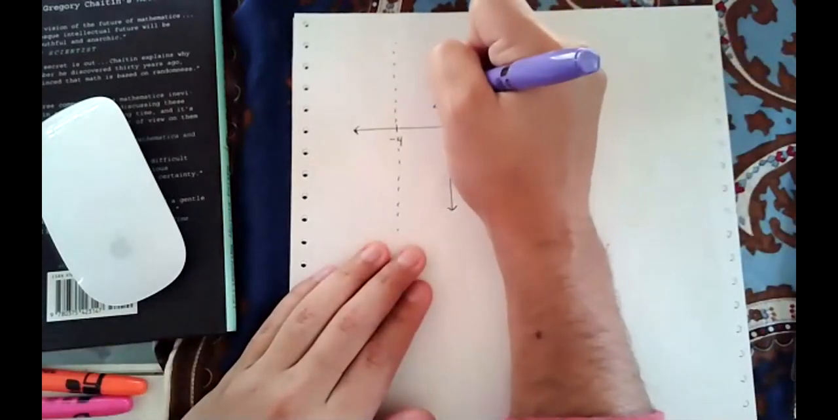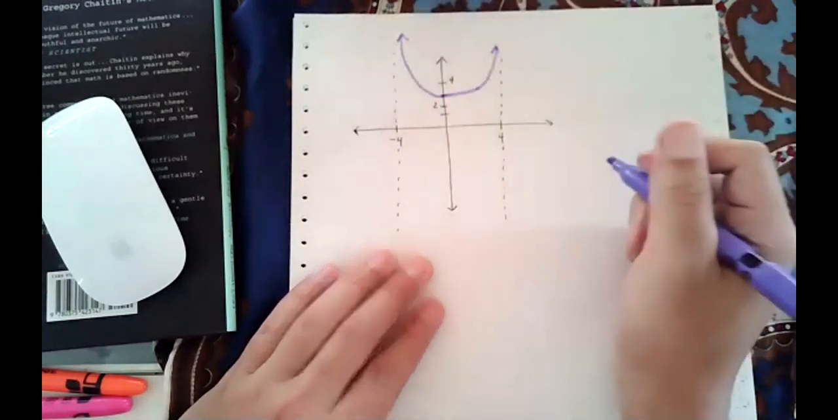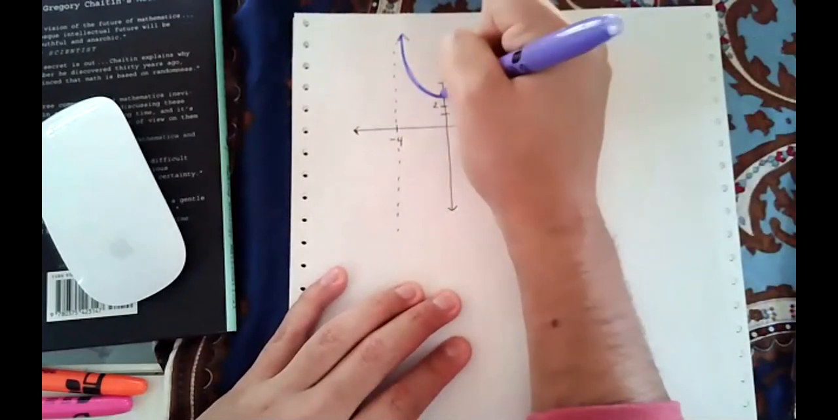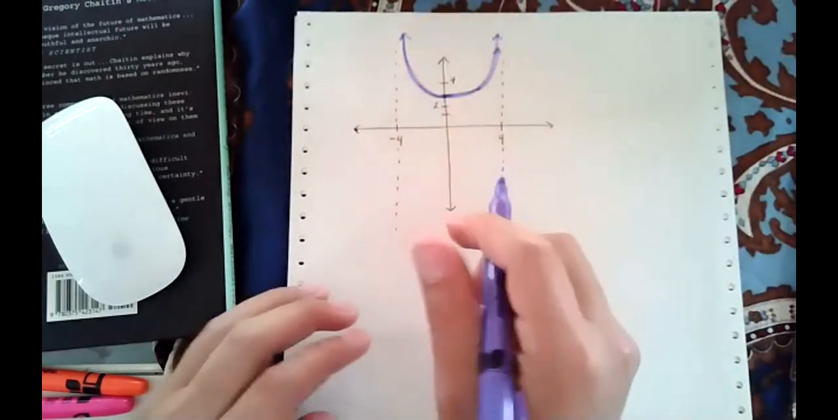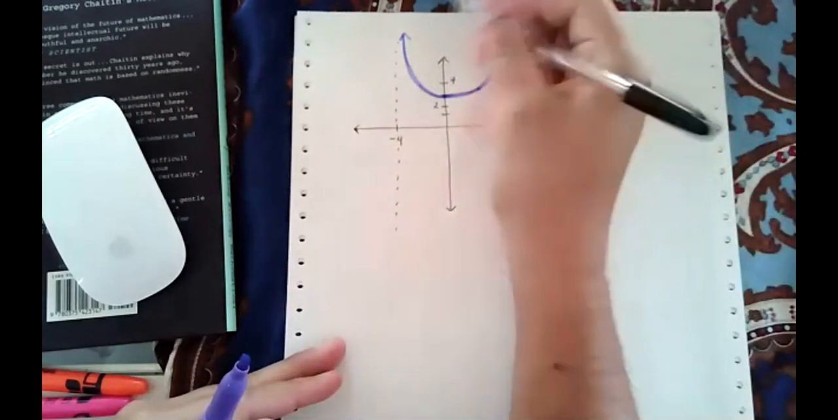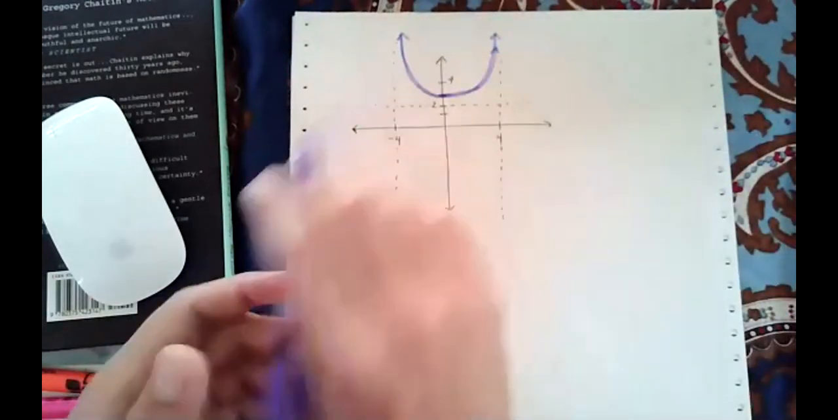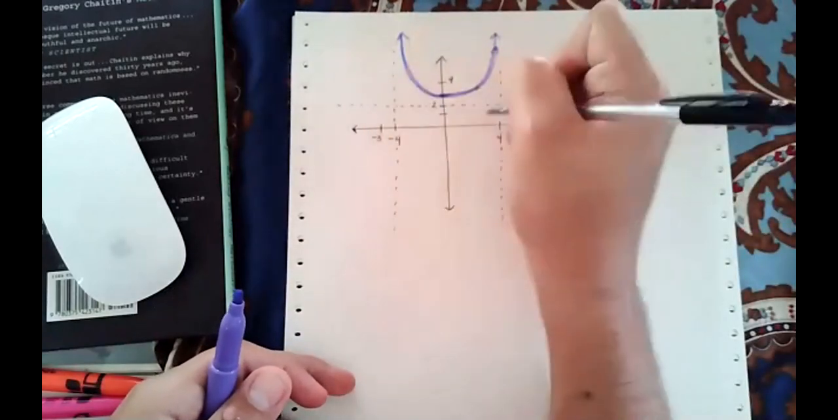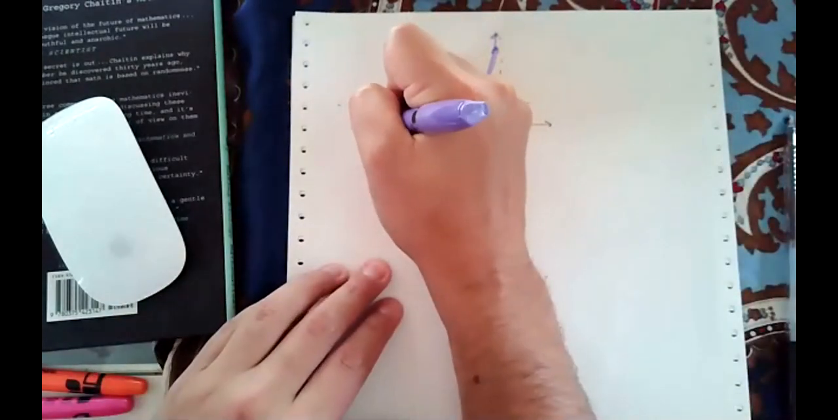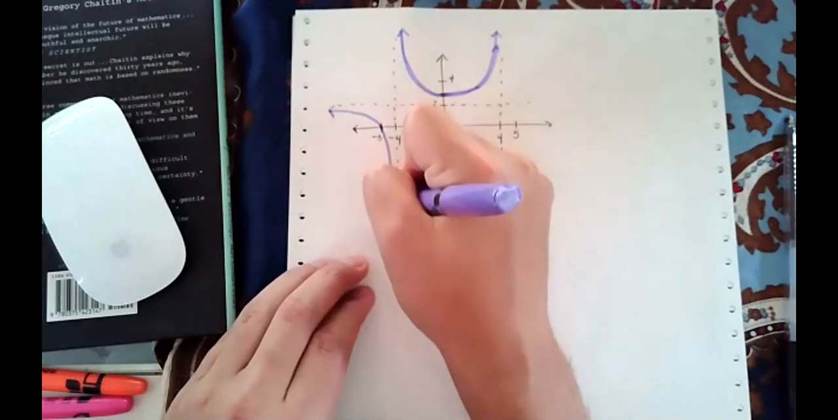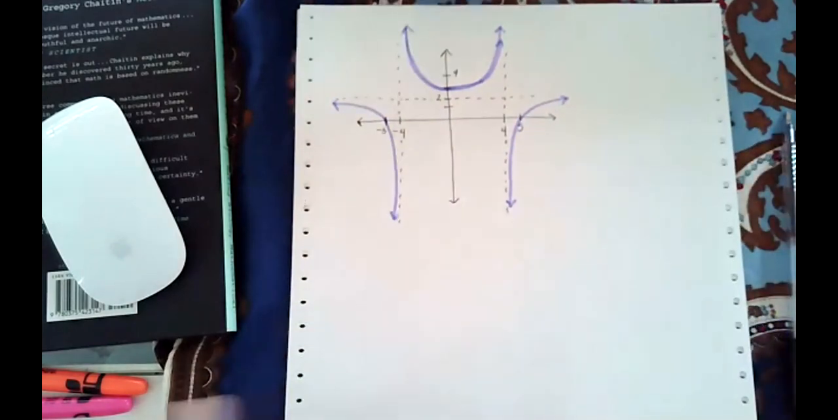So we have this middle part of the function, which seems to do this. Tried to make that a little bit more symmetric. And then the other portion, we have a horizontal asymptote here at 2. This is negative 5. This is positive 5. And it looks like our graph is going down like this.